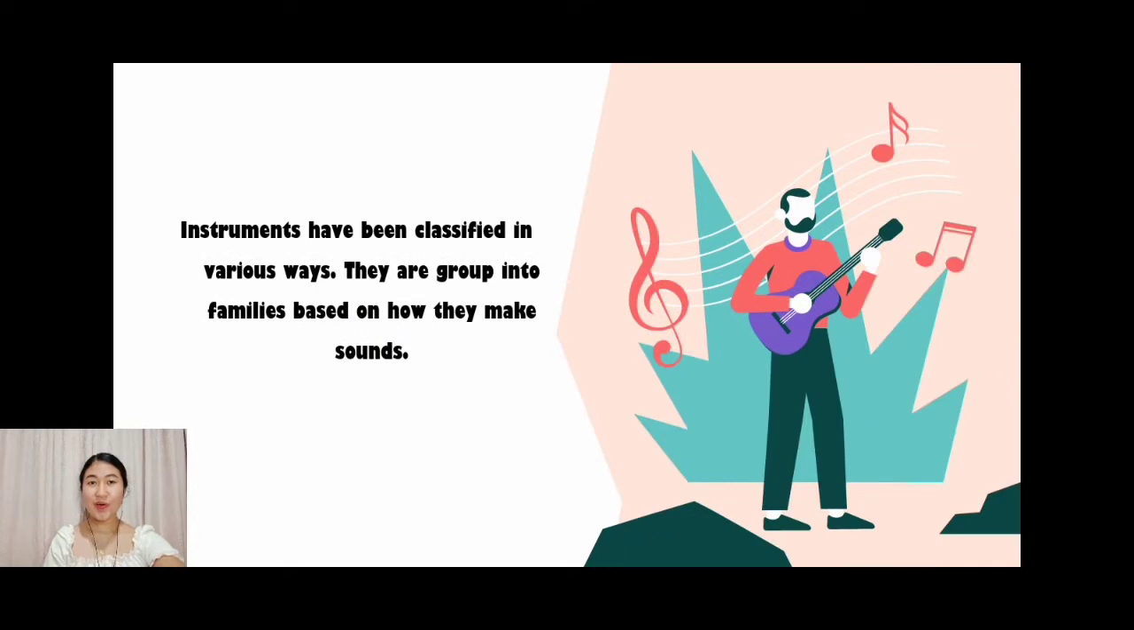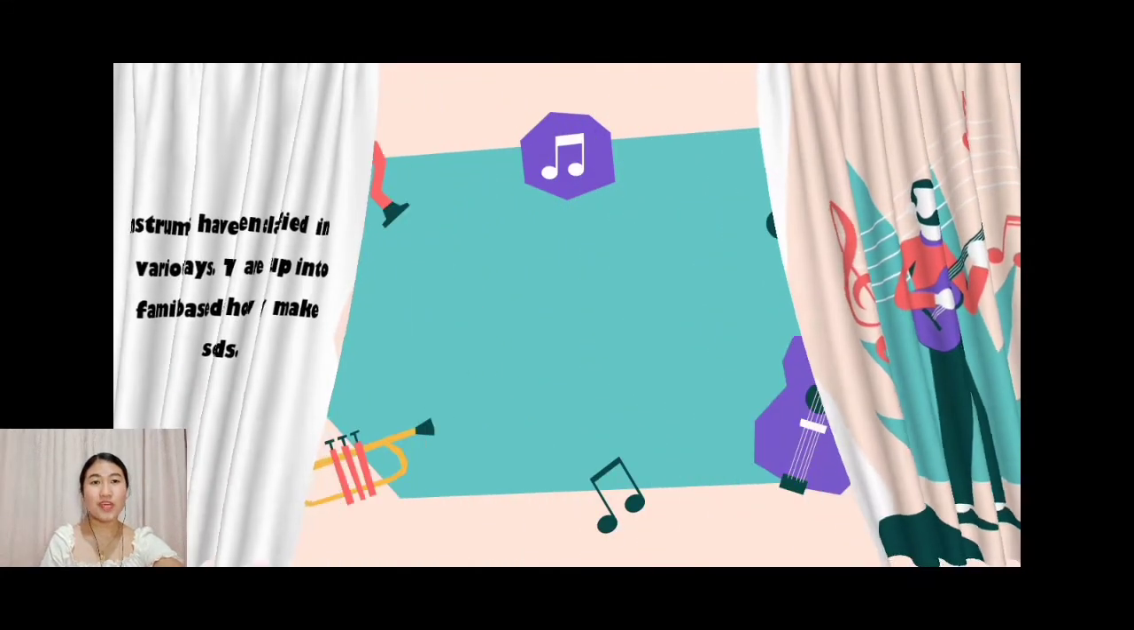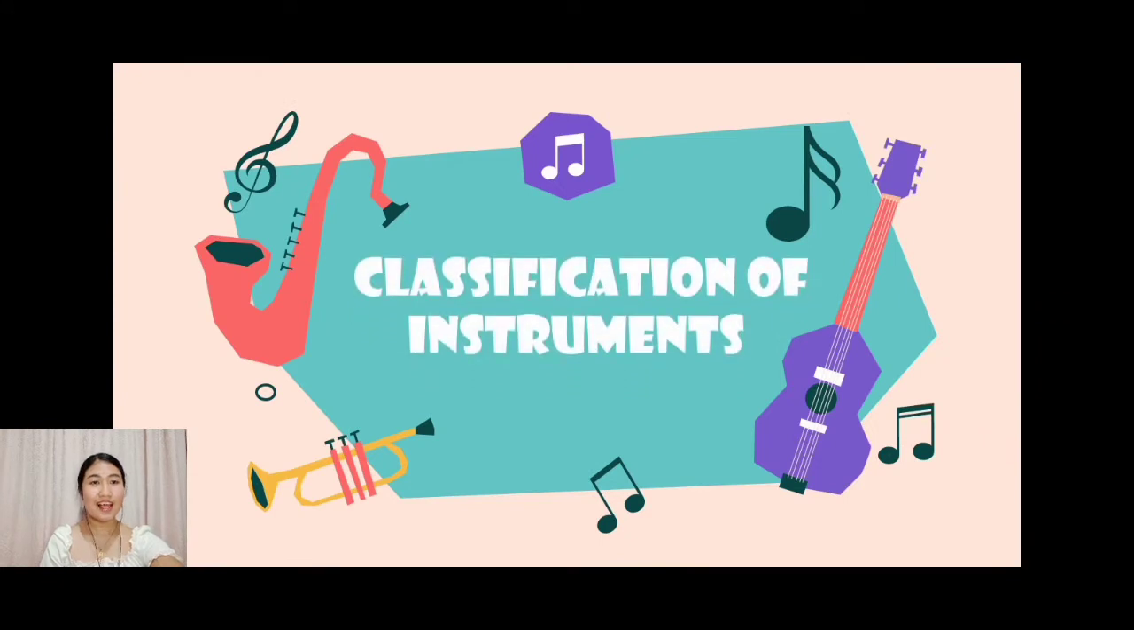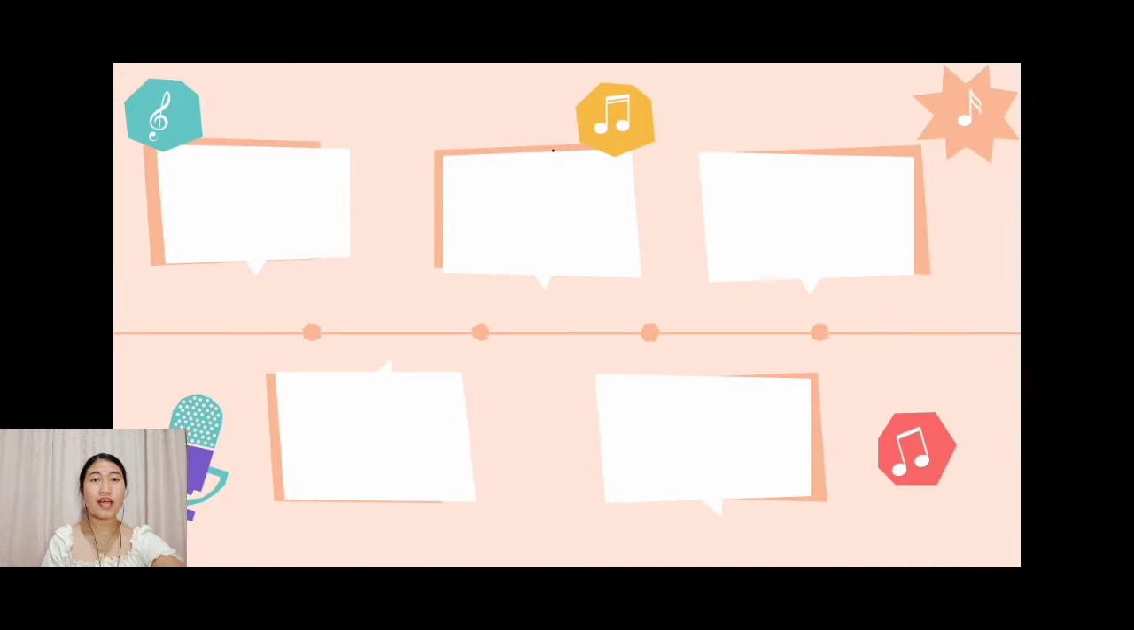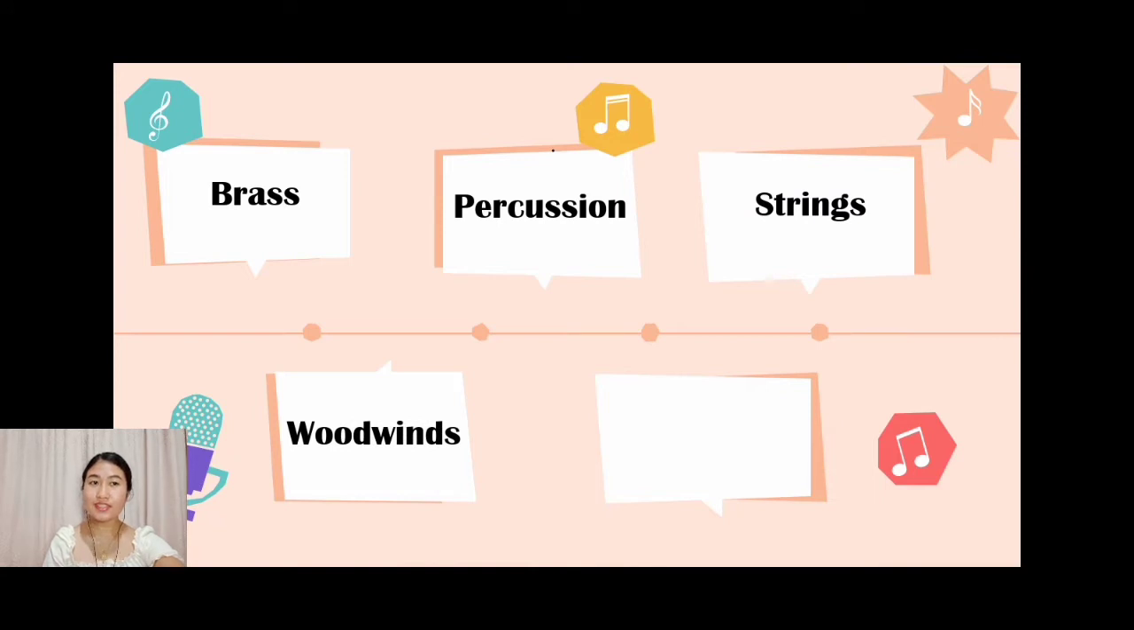So, it's learning time! These instruments have been classified in various ways. They are grouped into families based on how they make sounds. Let us know all about it as we discuss the classification of instruments. So we have here the 5 classifications of instruments: brass, percussion, strings, woodwinds, and electronic instruments.